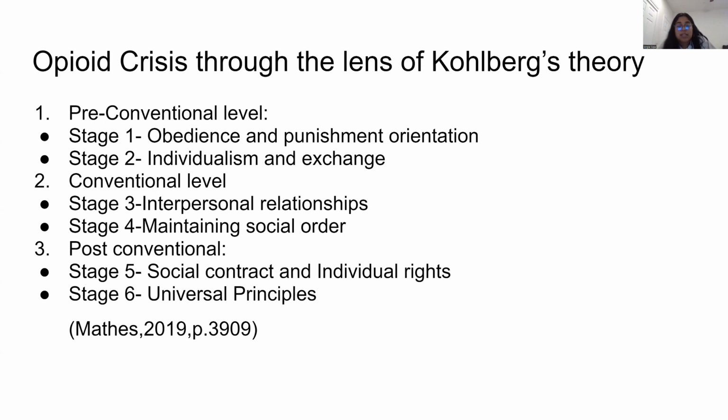So now we are in the post-conventional area with stage 5, the social contract and individual rights. Concerns about the opioid crisis may shift towards addressing systematic issues such as healthcare access, education, and social support. And in stage 6, the universal principles, in the context of the opioid crisis, responses may involve advocating for systematic change, emphasizing rehab over punishment, and addressing the factors that can cause addiction.